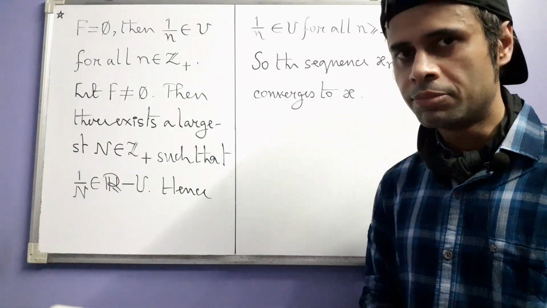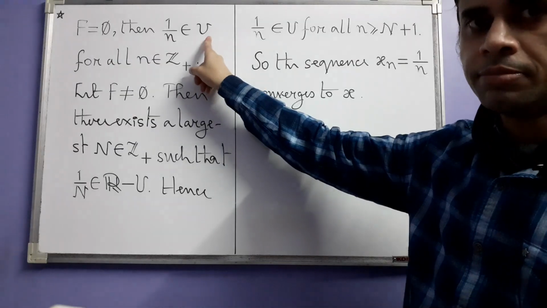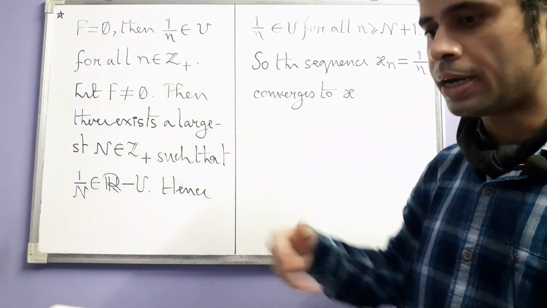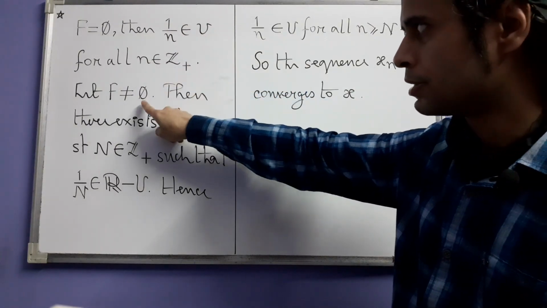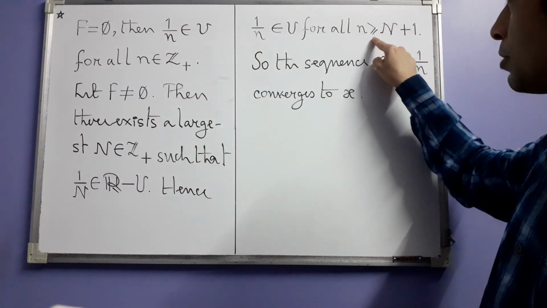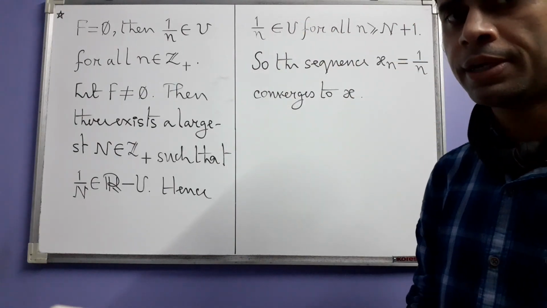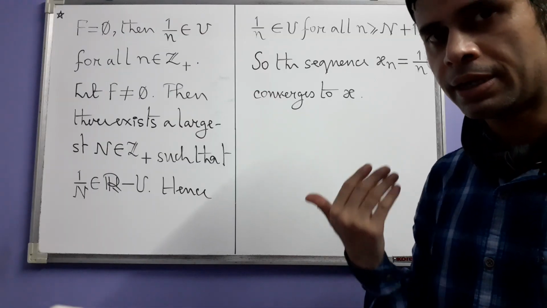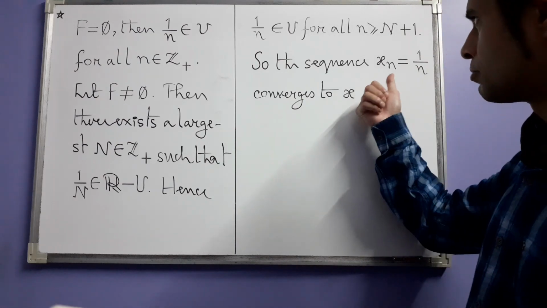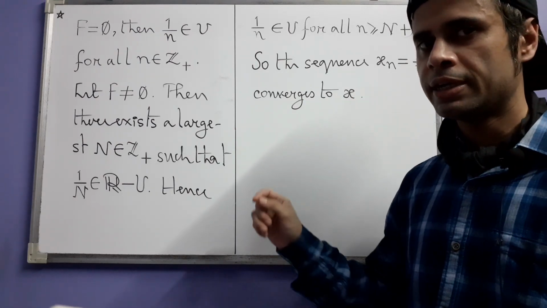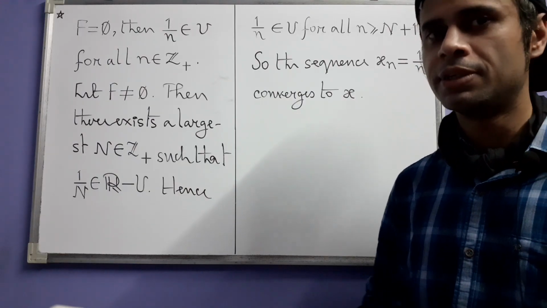So we see that in both the cases, at most finitely many terms of the sequence lie outside U. In this case, all the terms lie inside U, and in this second case, starting from N plus 1 onwards, all the terms lie inside U. At most finitely many terms lie outside U. And that's why our sequence converges to x. But x was any real number, so this sequence simultaneously converges to every real number.